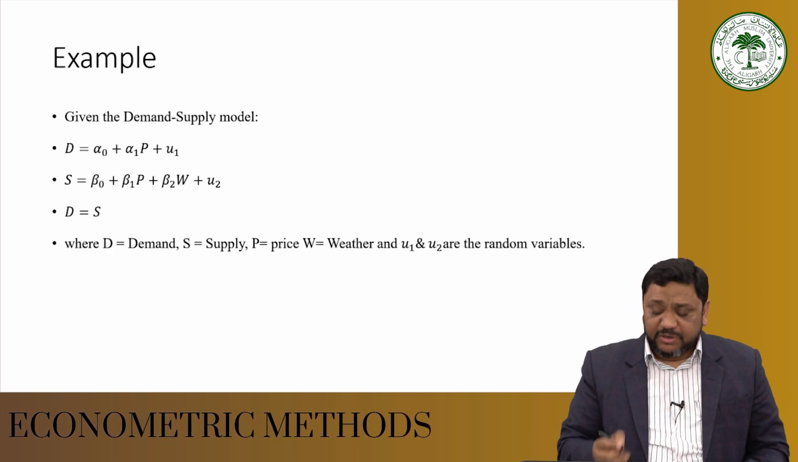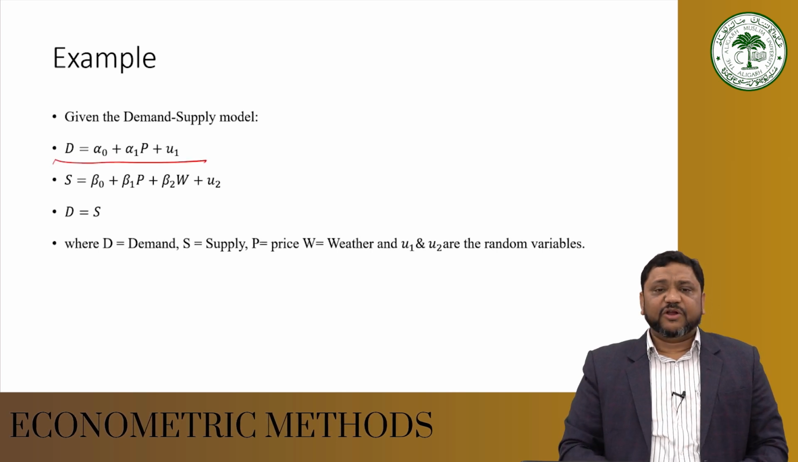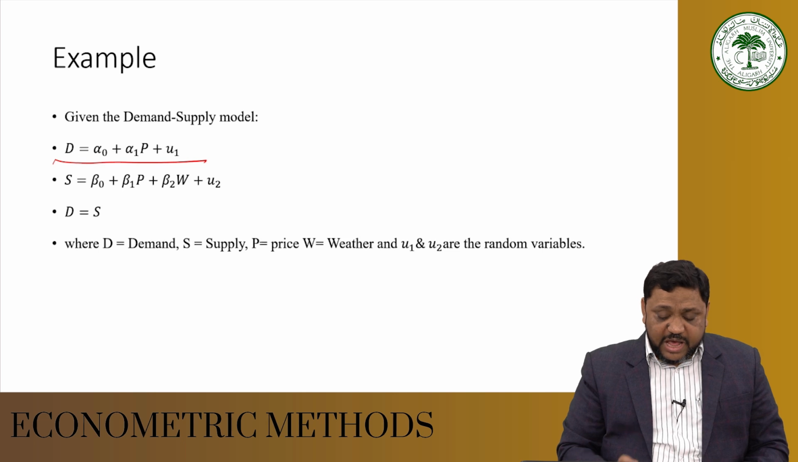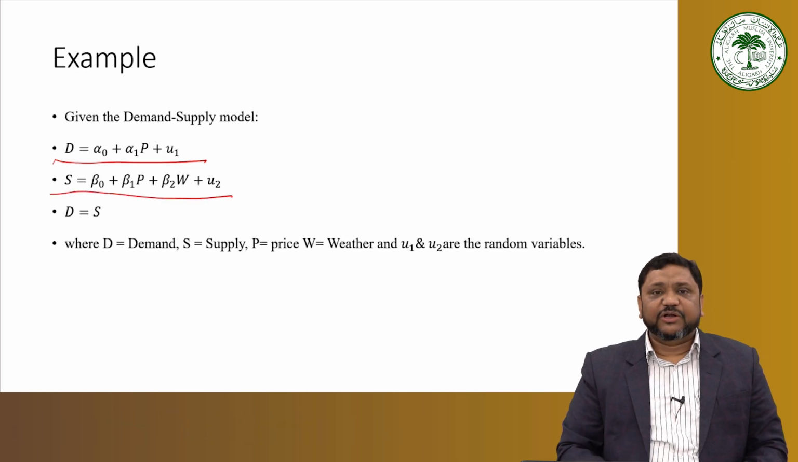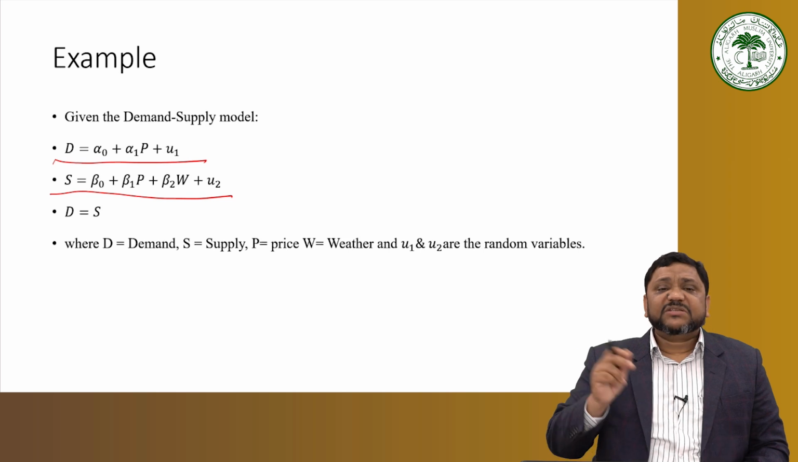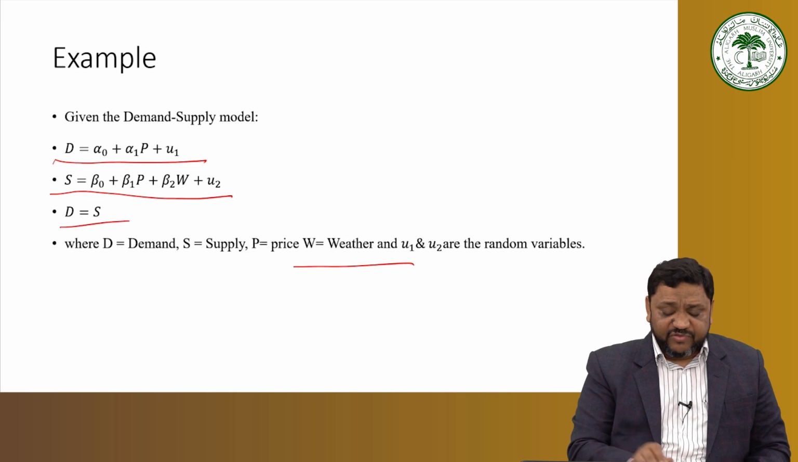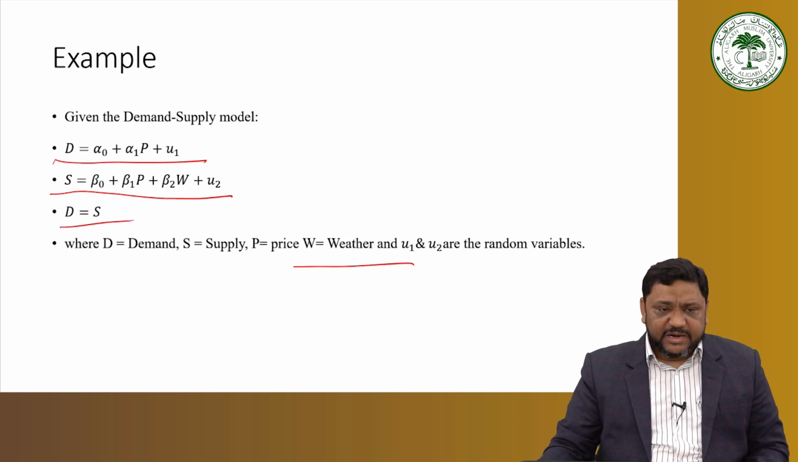Let's take an example. We have the demand function equal to alpha naught plus alpha 1 p plus u1, and the supply function equal to beta naught plus beta 1 p plus beta 2 w plus u2. Here w is weather. And then we have the third equation, that is the identity equation.